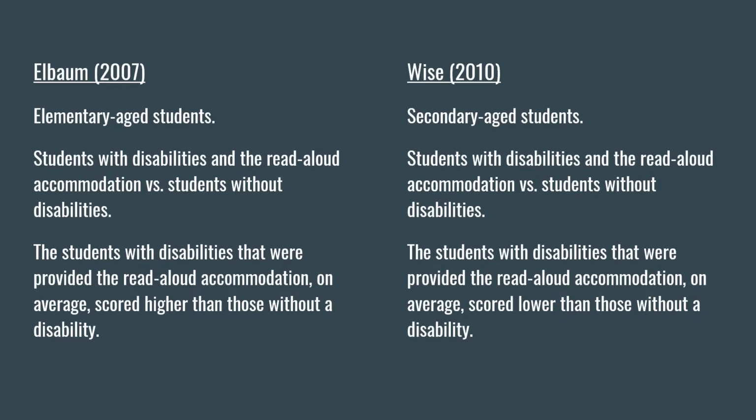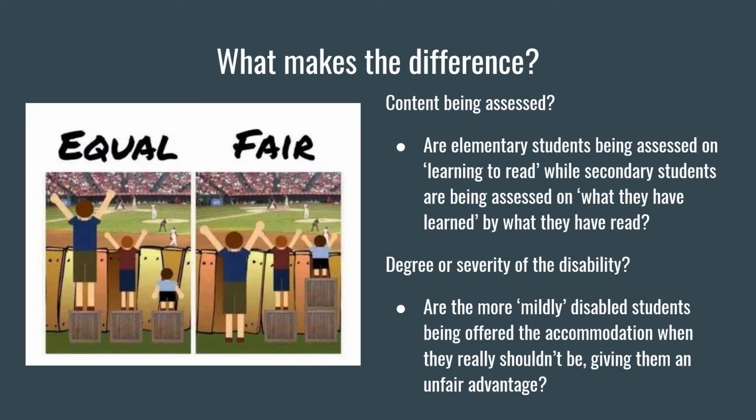This other study, done in 2010 with secondary-age students, is the same thing. Students with disabilities were provided the read aloud accommodation versus students without disabilities. Now with this one, the students with disabilities that were provided the read aloud accommodation on average scored lower than those without a disability, meaning that accommodation didn't benefit them enough. So really what this comes down to is what makes the difference. Why are those two studies showing two different results?